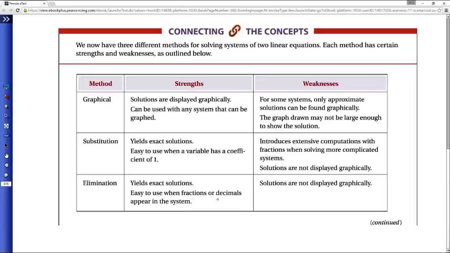Well, elimination, it talks about how when we get into fractional coefficients, or numbers times the variables that are fractions, we're probably going to look at elimination. And its downfall is it isn't graphical in a sense too.